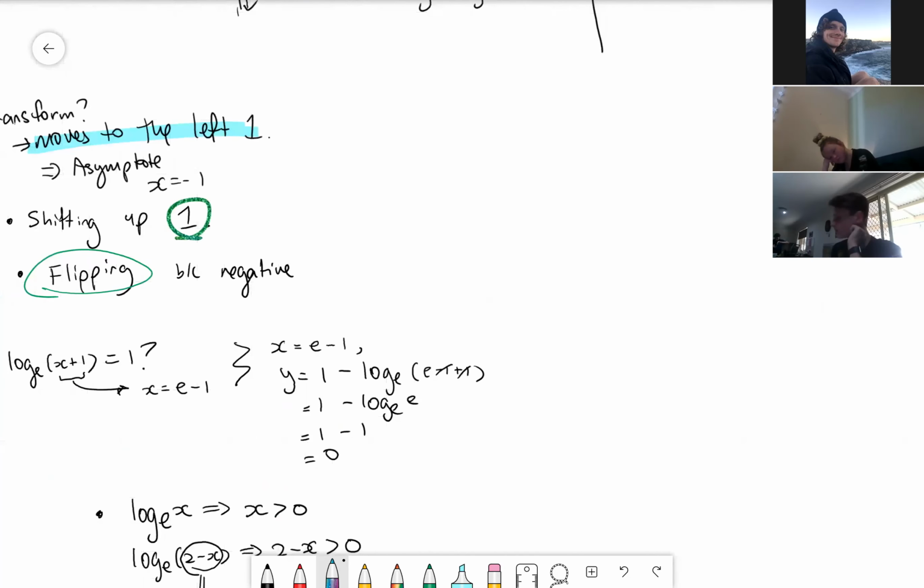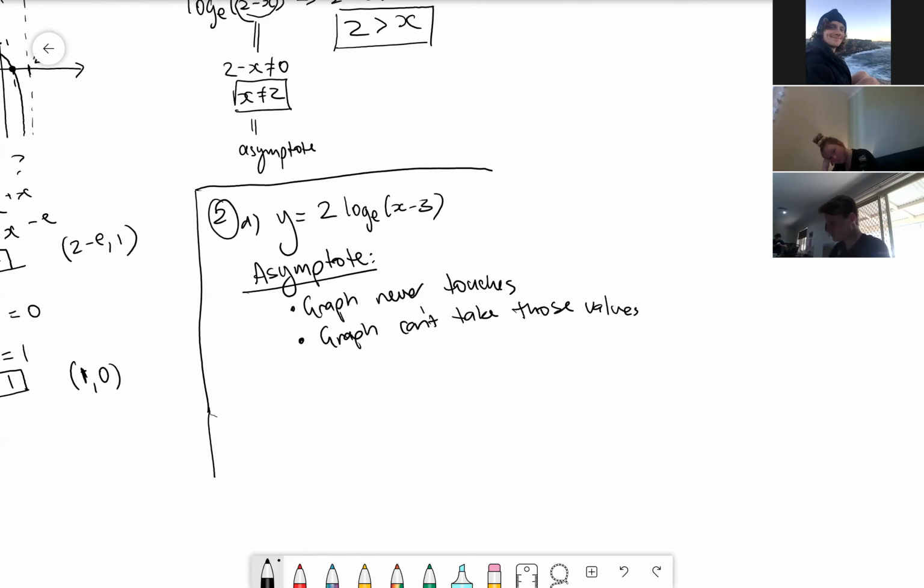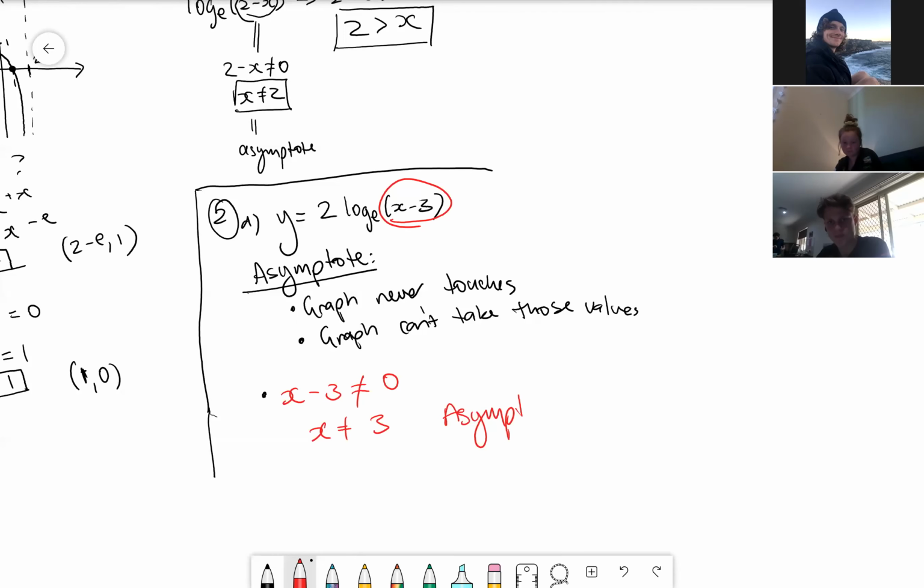So we go back down to our 2a. What can x not equal? Or what can this not equal, I should say? x minus 3 cannot equal 0. Perfect, which means x cannot equal 3. So that's your asymptote, x equals 3.